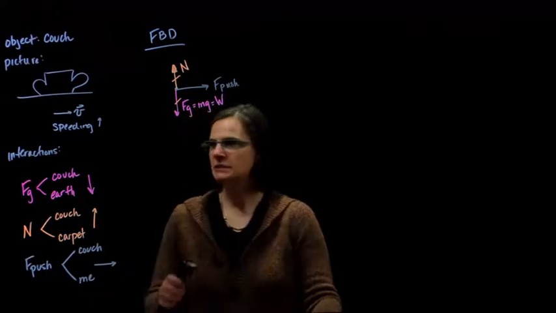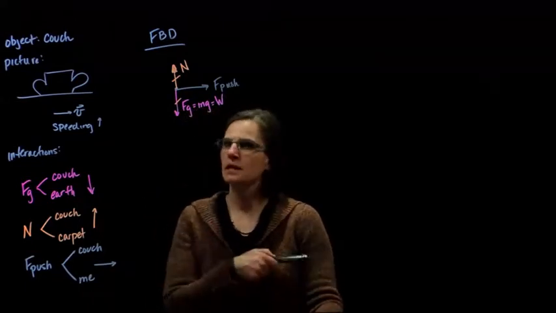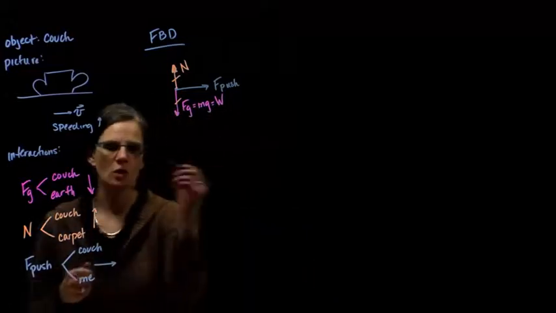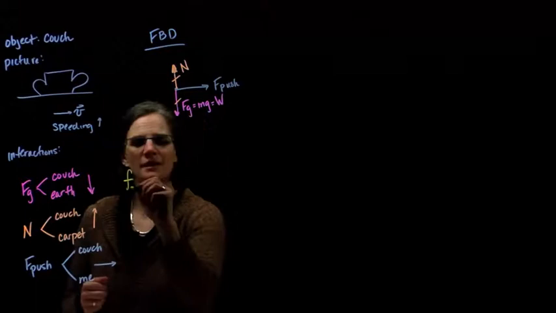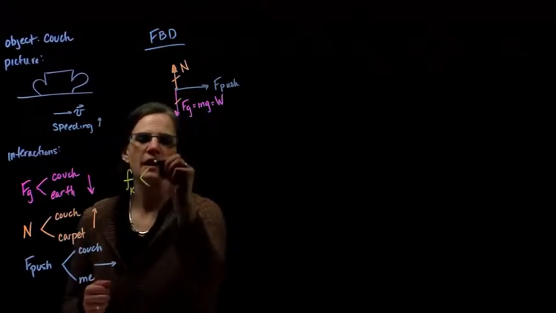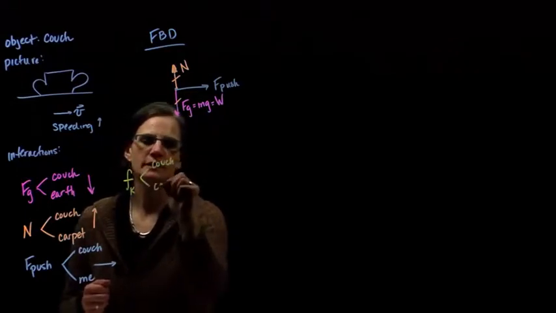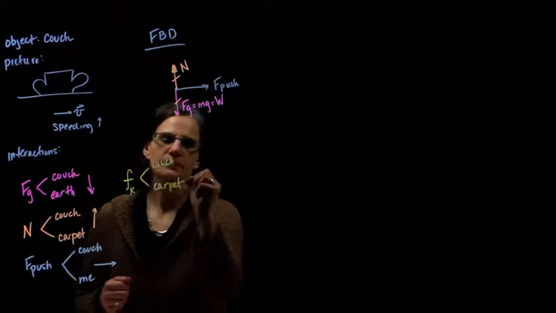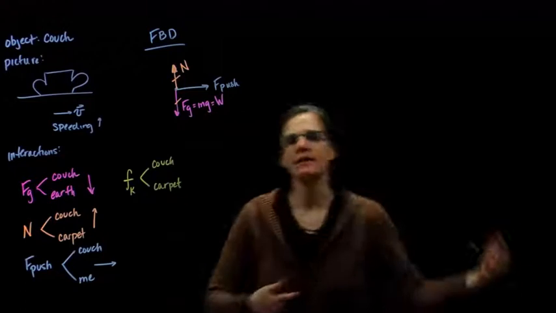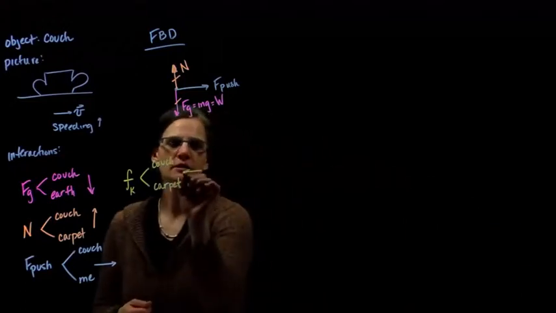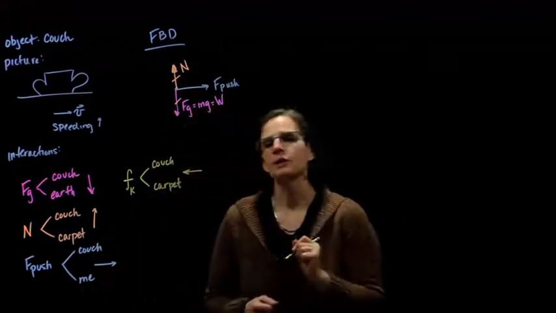And then, last but not least, it tells us we have friction. So I have a frictional force. It's moving, so this is kinetic friction, and that is between the couch and the carpet. Friction opposes motion. If motion is to the right, then friction must be to the left. And now I can put it on my free body diagram.